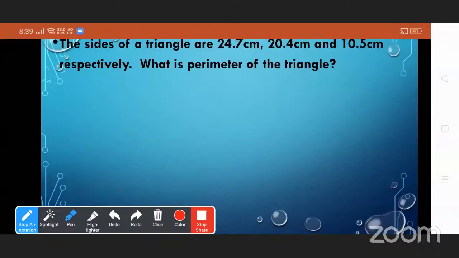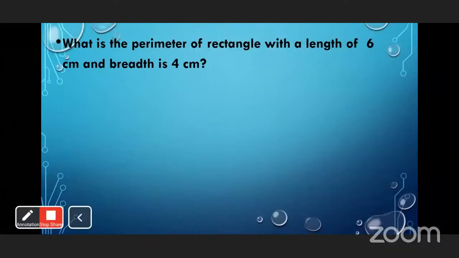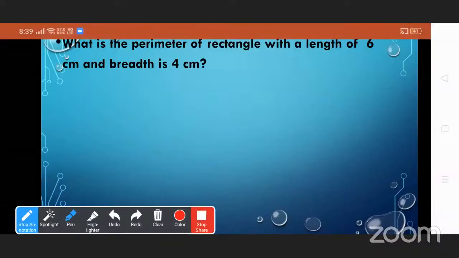Now, next problem. Read it. What is the perimeter of a rectangle with a length of 6 centimeter and breadth of 4 centimeter? So here, what is the value of L? L is the length of the rectangle. Length is 6 centimeter, and breadth is 4 centimeter.